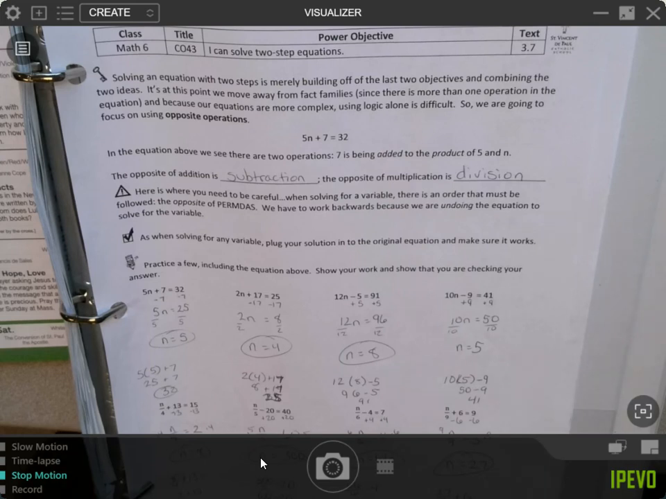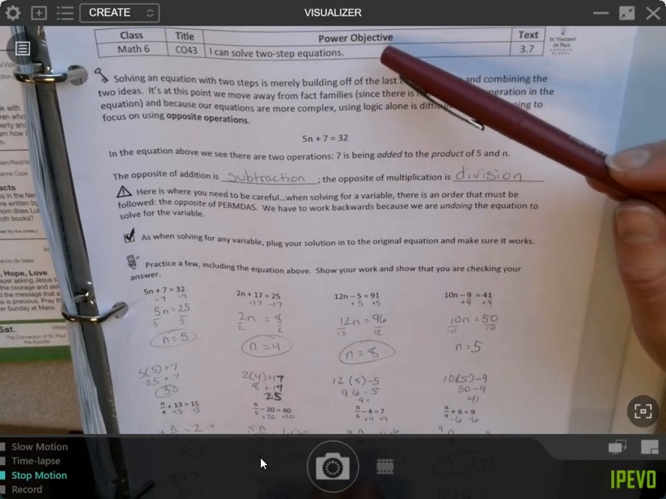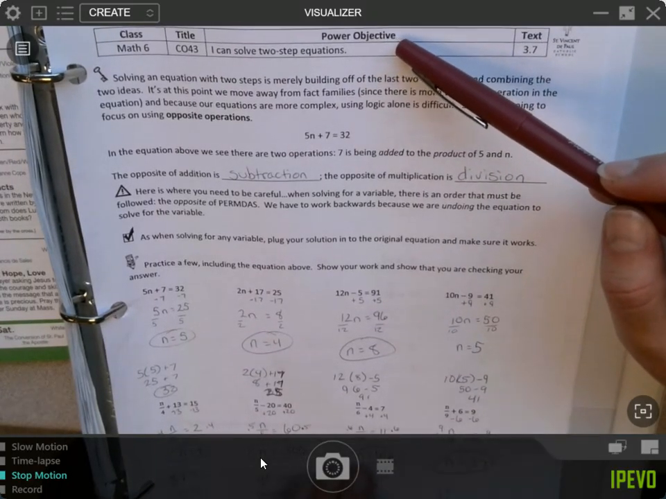Good morning. Today we are correcting CO43. It is our last objective of this unit. After this we will review the unit, making sure we're ready for the practice test tomorrow, real test on Friday. So CO43 was I can solve two-step equations.